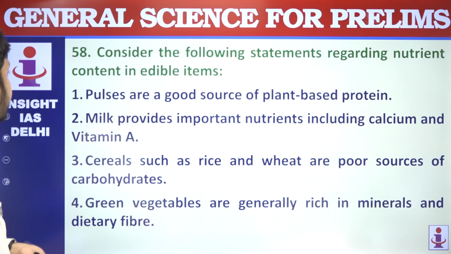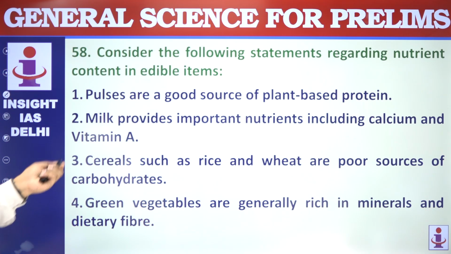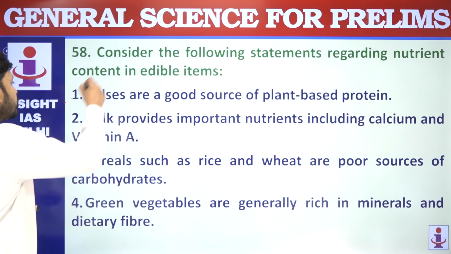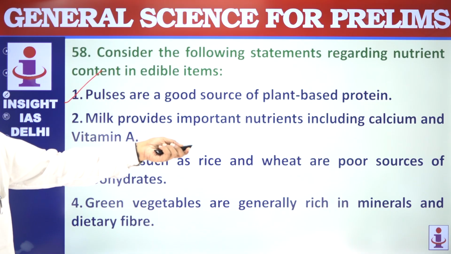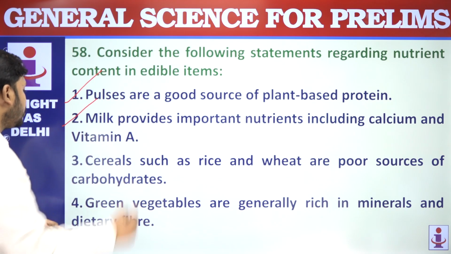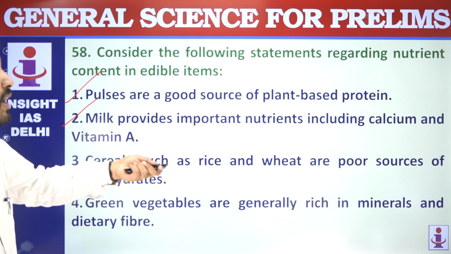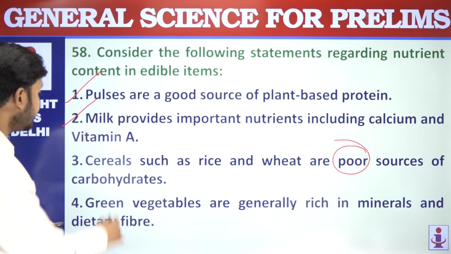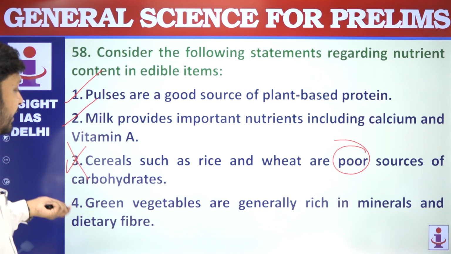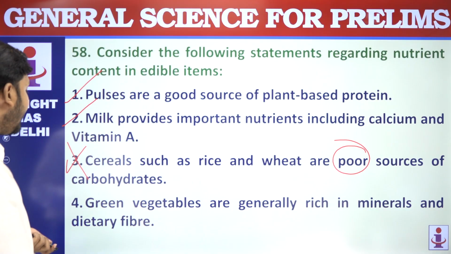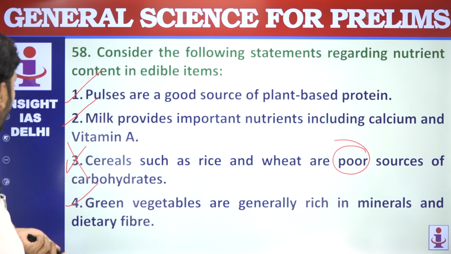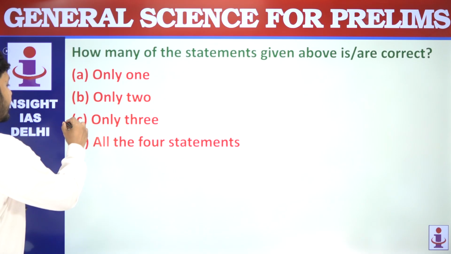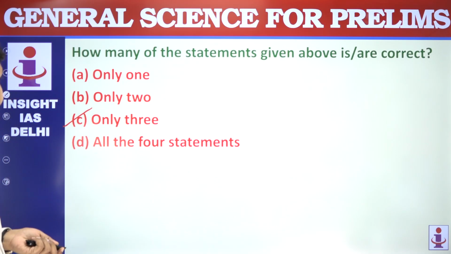Very basic, simple question. Consider the following statements regarding nutrient content in edible items. Pulses are a good source of plant-based protein. This is true. Milk provides important nutrients including calcium and vitamin A. This is also true. Cereals such as rice and wheat are a poor source of carbohydrates. No, they are a very good source of carbohydrates. So this statement is wrong. Green vegetables are generally rich in minerals and dietary fibers. This is also true. So 1, 2 and 4 are right and they are asking for the correct ones. So 3 statements are correct. So the answer will be C.